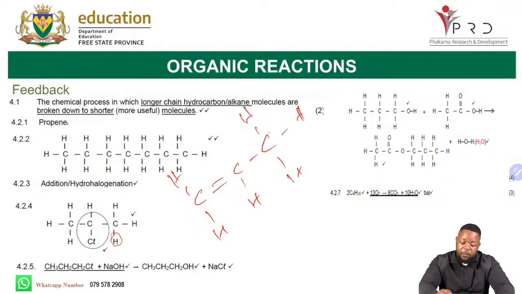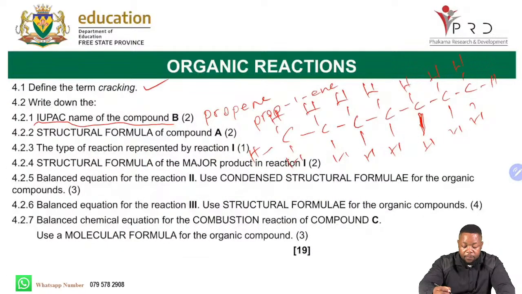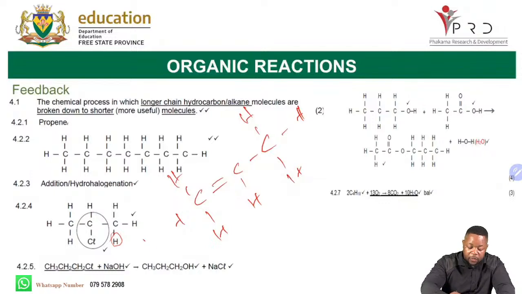So let's count number of bonds. 1, 2, 3, 4, 1, 2, 3, 4, 1, 2, 3, 4. Now, something was added there. Chlorine gas was added. Chlorine, was it chlorine? Let me just go back. Hydrogen chloride was added.